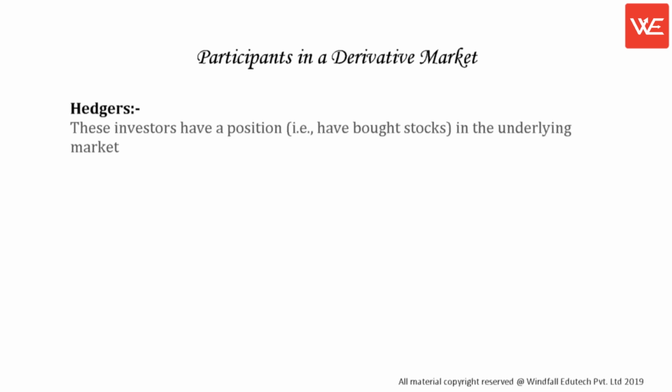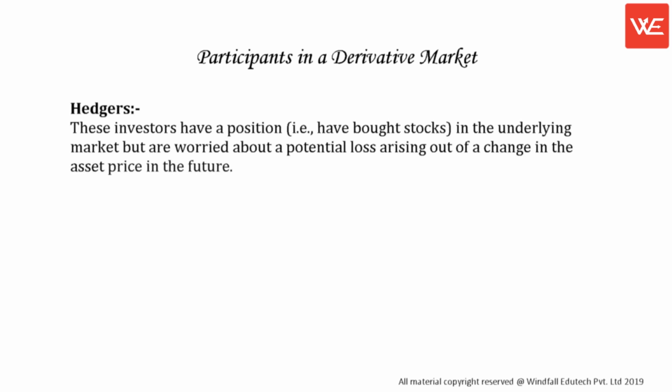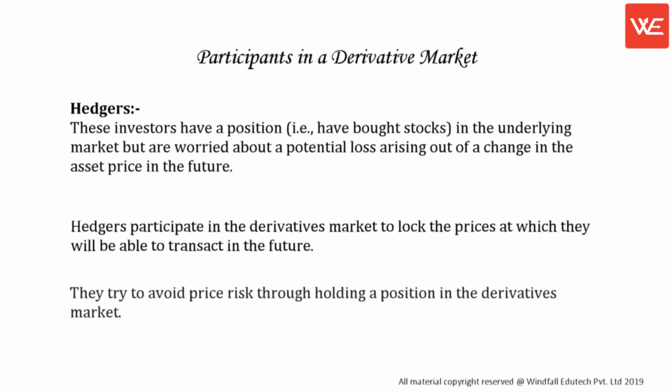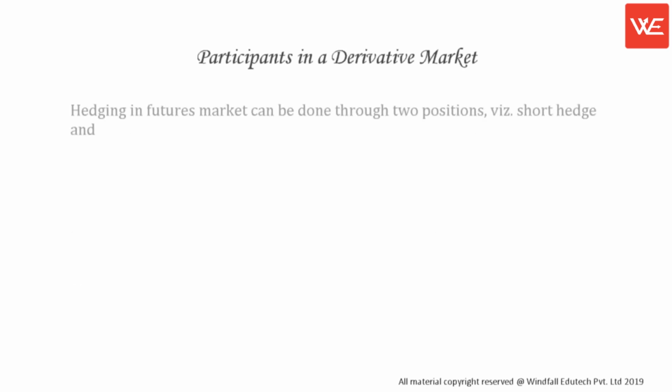Participants in a derivative market. Hedgers. These investors have a position, that is, have bought stocks, in the underlying market but are worried about a potential loss arising out of a change in the asset price in the future. Hedgers participate in the derivatives market to lock the prices at which they will be able to transact in the future. They try to avoid price risk through holding a position in the derivatives market. Hedging in futures market can be done through two positions, viz., short hedge and long hedge.